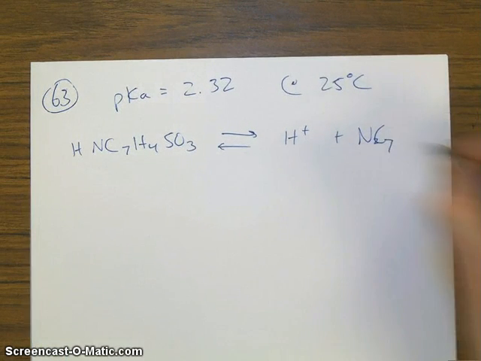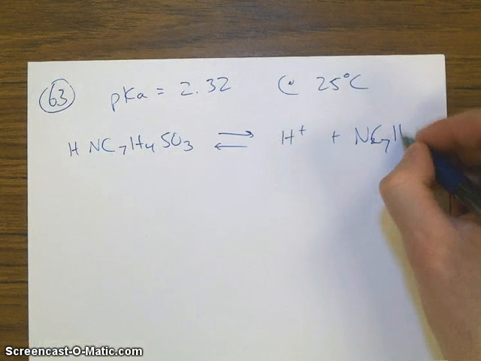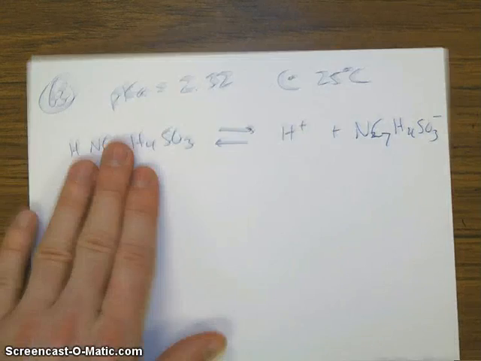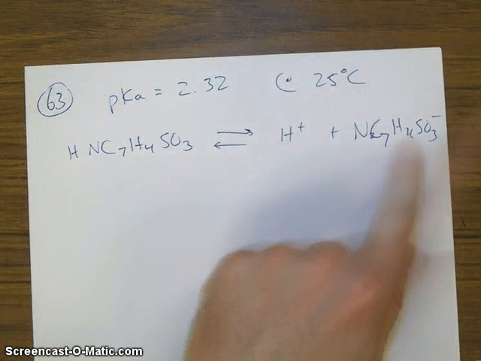And C7H4SO3. There we go. There's a lot to write out. This is my HA, there's my H, there's my A minus.